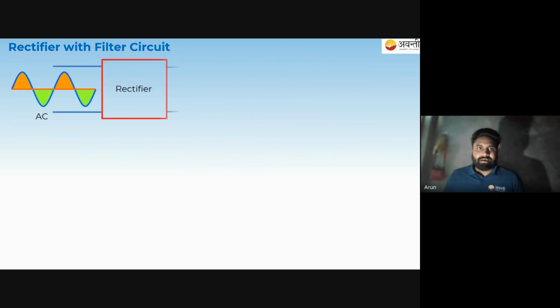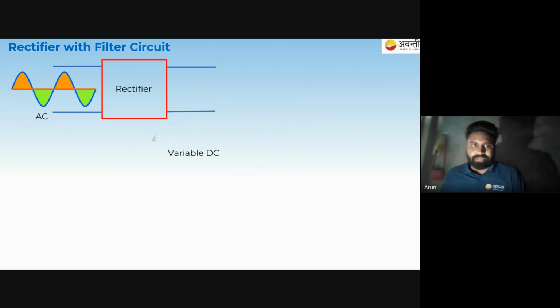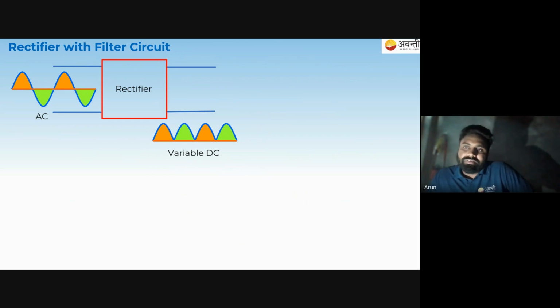Now, the rectifier with filter circuit. You will see this is the rectifier that we have used. This is the incoming AC, the input AC that we have provided to the circuit, and this is the variable DC. Why is it DC? Because it is not changing its direction with time. Why is it not complete DC? Because it changes its magnitude. So that is why it is a variable DC. Okay.